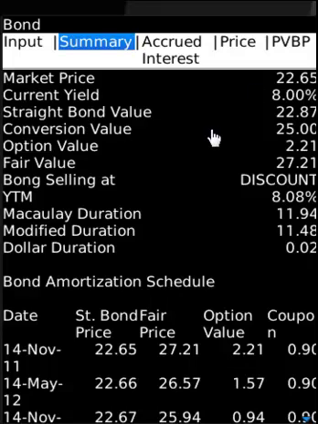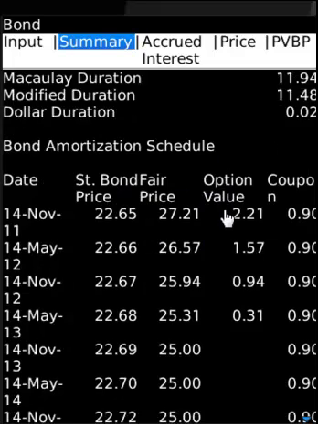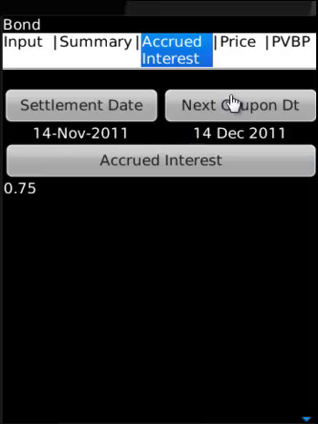So here the market price, current EO, straight bond value, conversion value, option value, fair price, bond selling at discount, yield to maturity, Macaulay duration, modified duration, dollar duration, and these are the various prices: straight bond price, fair price, option value, coupon, and then accrued interest.